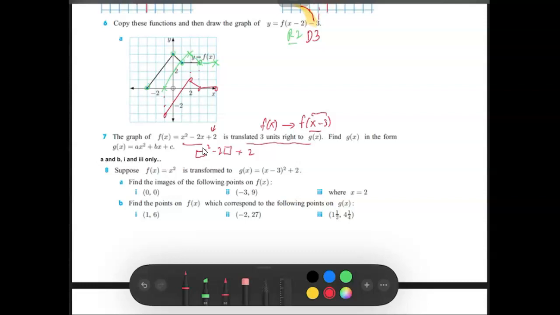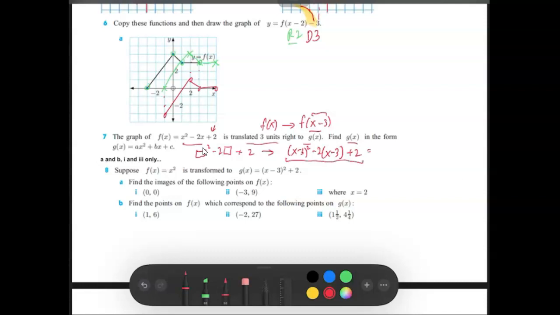It just means you need to put x minus 3 in the little boxes, right? So I'm going to put x minus 3 squared minus 2 times x minus 3 plus 2, right? X minus 3 squared. Okay, so that is my format, which is g of x. Then I just need to simplify it.